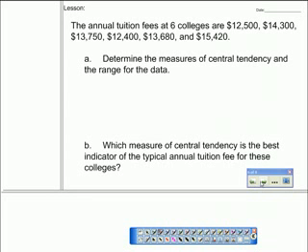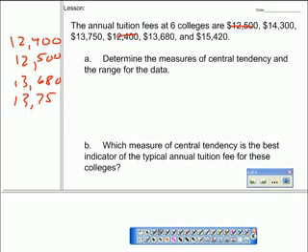In order to find that, what do I need to do with my numbers first? Put them in order. Good. Smallest to biggest or biggest to smallest. We'll start with the smallest. 12,400. Then 12,500. Then 13,680 and 13,750. 14,300 and 15,420.